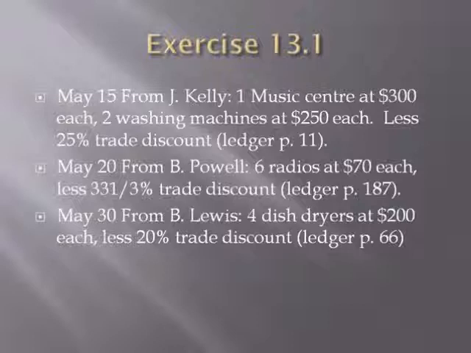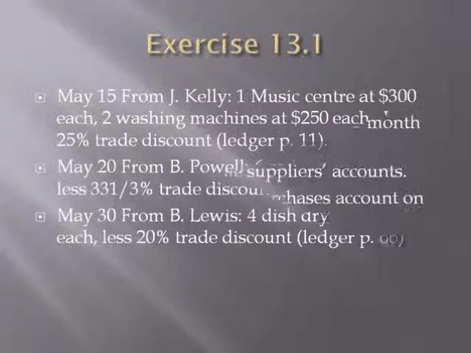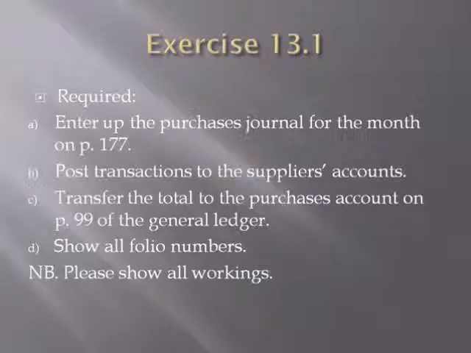May 20 from B. Powell, 6 radios at $70 each, less 33 and a third percent trade discount. Ledger page 187. May 30 from B. Lewis, 4 dish dryers at $200 each, less 20% trade discount. Ledger page 66. And you are required to enter the Purchases Journal for the month on page 177.